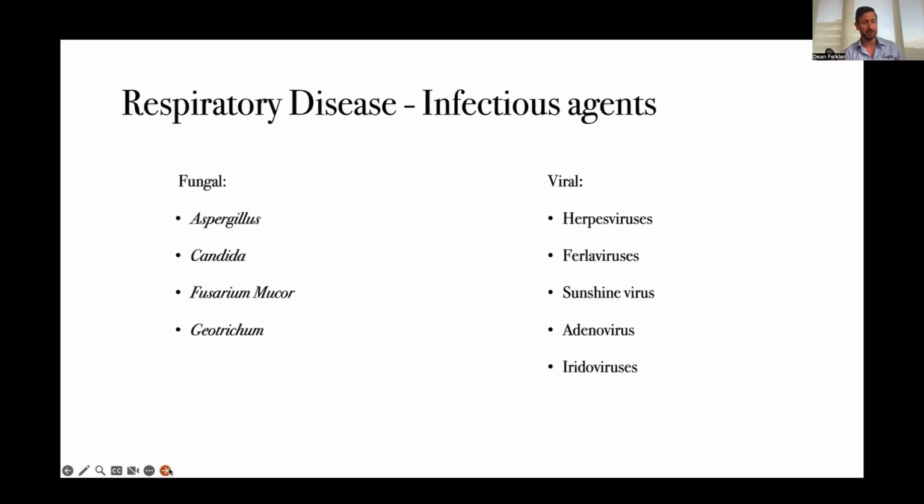Fungal-wise, we think of aspergillosis and Candida as avian fungal infections. However, you can get them in reptiles as well. And then viruses, herpesvirus, usually in chelonians, but they can affect all other species as well. And then viruses more specific to snakes, and sunshine virus, more specifically in Australian pythons. We shouldn't forget parasites. There's some parasites out there. Pentastomids is one of those as well, but we're going to focus more on the bacteria side of things today.